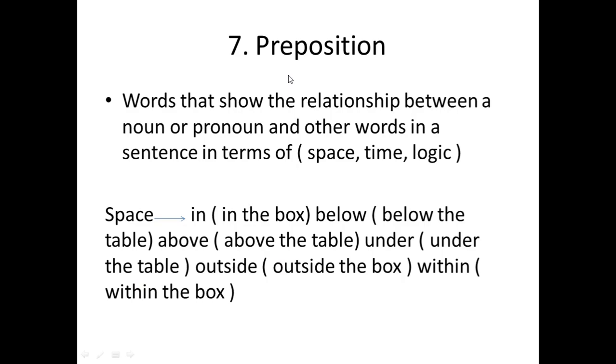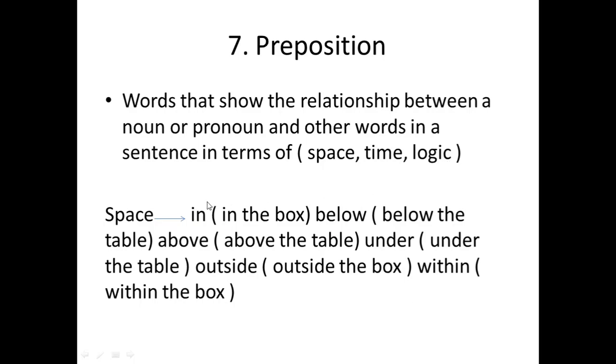The seventh type of parts of speech is prepositions. Prepositions are words that show the relationship between a noun or pronoun and another word in a sentence in terms of space, time, or logic. An easy way to understand prepositions is to divide them into three sections. The first section is space, the second one is time, and the third one is logic.